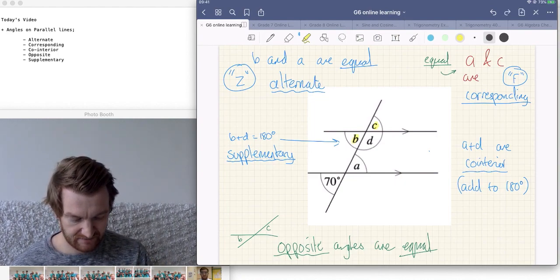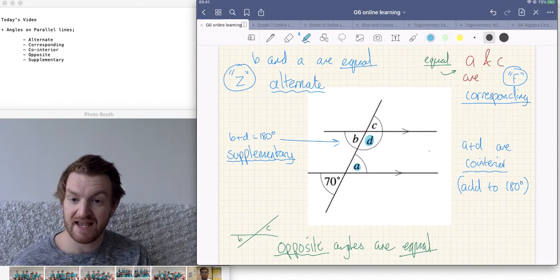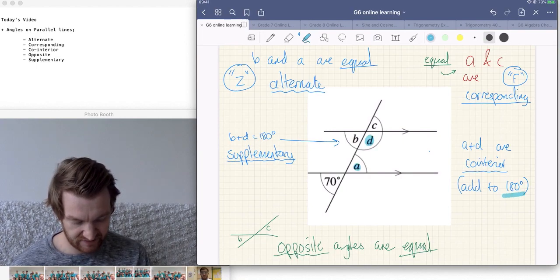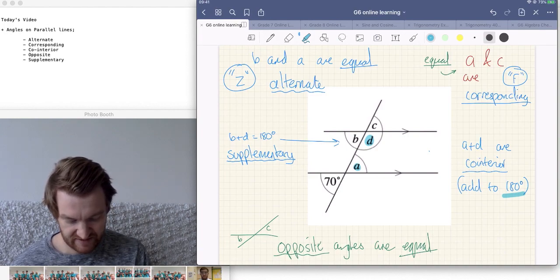And finally, we can also say that things like these two, while they're not the same, they go together in a pair and they add up to 180. And we can say that angles like these go together to make 180.